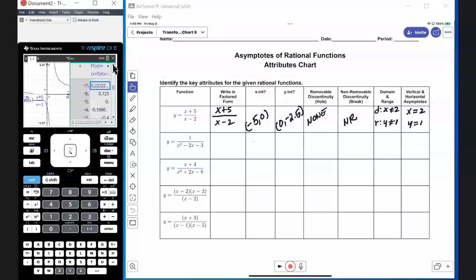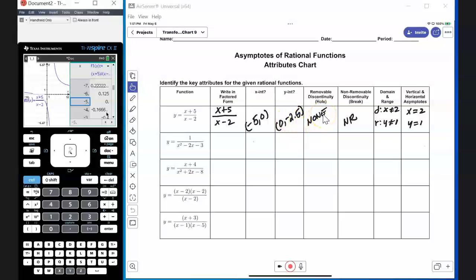Do you see the x-intercept? Where's the x-intercept? Everybody see the x-intercept? The x-intercept is negative 5, 0. Can anybody tell me what the y-intercept is? 0 what? Okay, write it down.